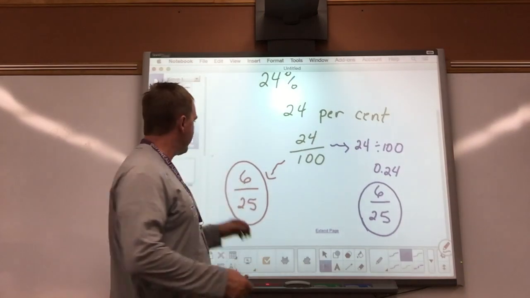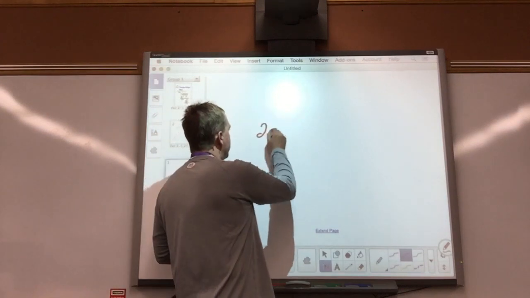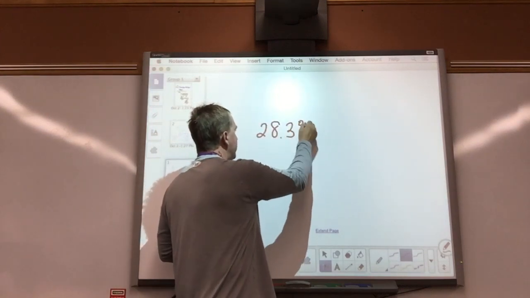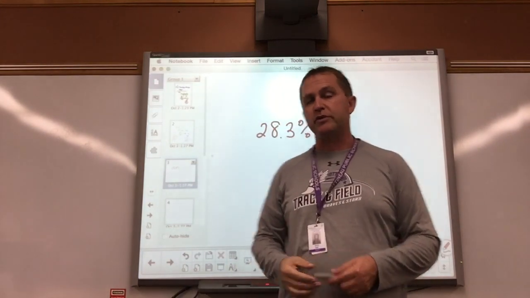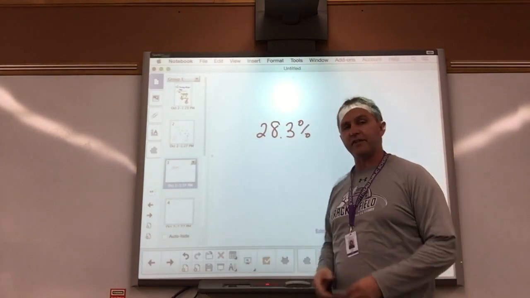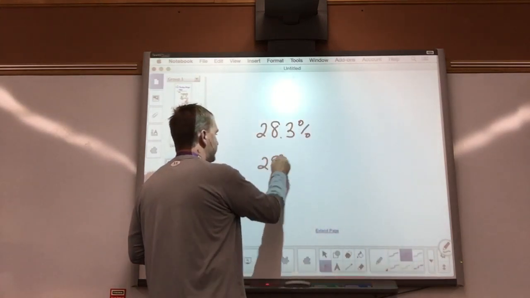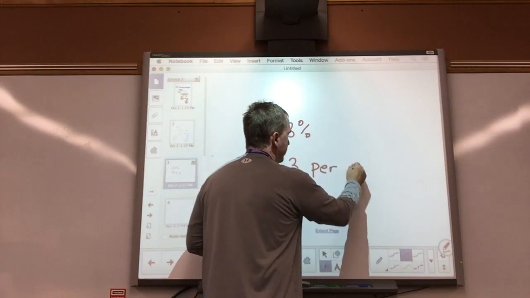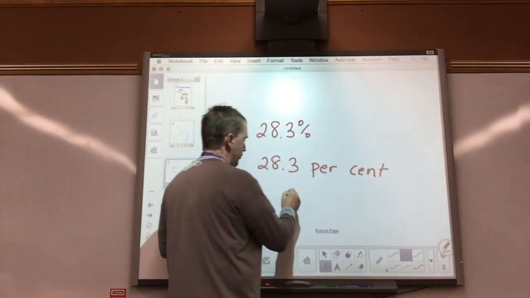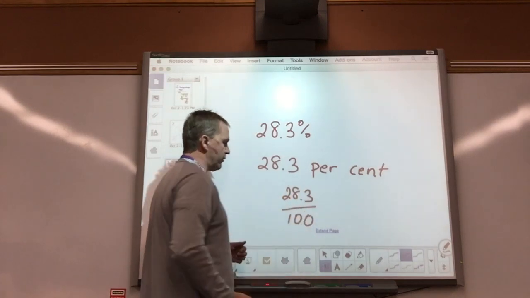Now let's take it a step further and start to challenge ourselves a little bit with something like 28.3%. It seems to go pretty well when it's 67% or 24%, but what about if we put a percentage up there and it has a decimal in it? Well, again, I would remind you that when you do this, you are saying 28.3%, so you are really saying 28.3 divided by 100.